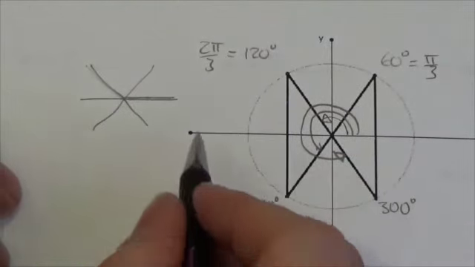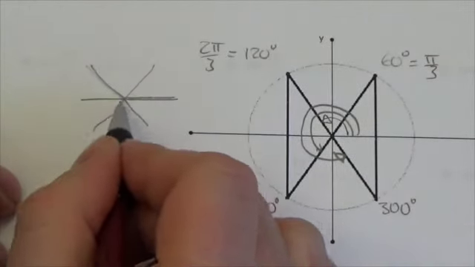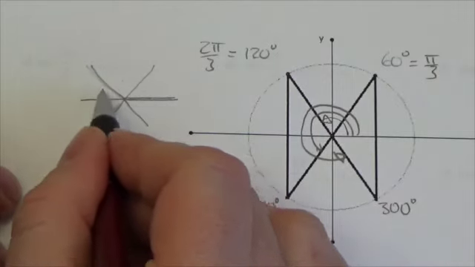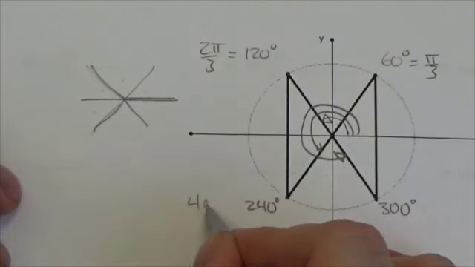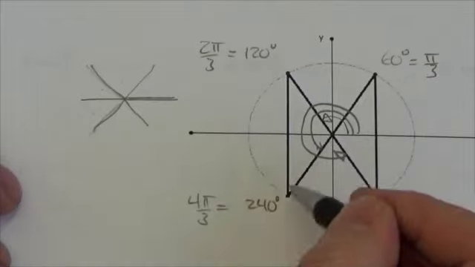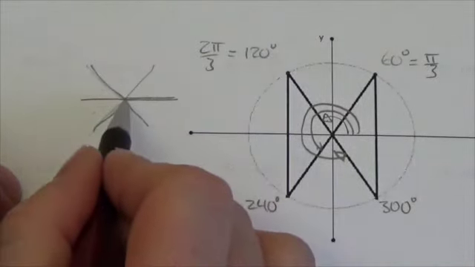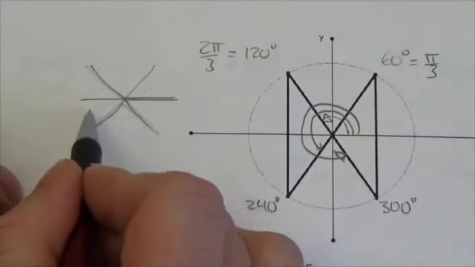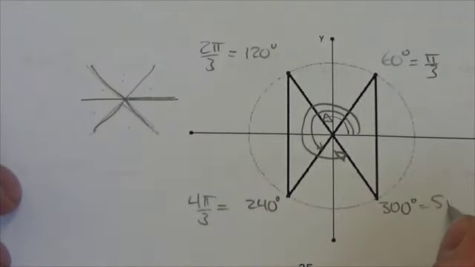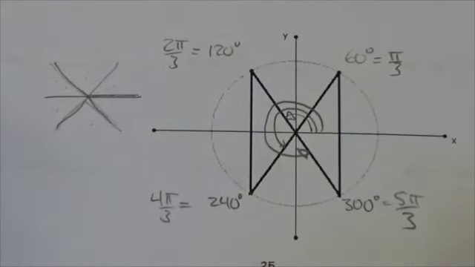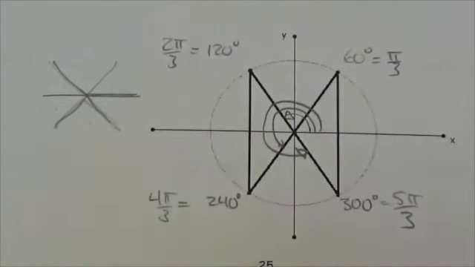To get down into 240, I need to go past, that's this one down here, that's 1, 2, 3, 4. 4 pi over 3's gets me down to that terminal arm. And to go all the way around to that 300, that's this terminal arm right here, that's 1, 2, 3, 4, 5 pi over 3's gets me into the fourth quadrant there. All right, so these are the angles that you want to be familiar with.